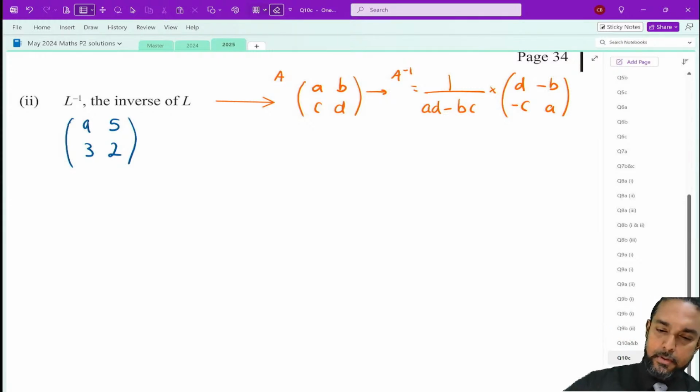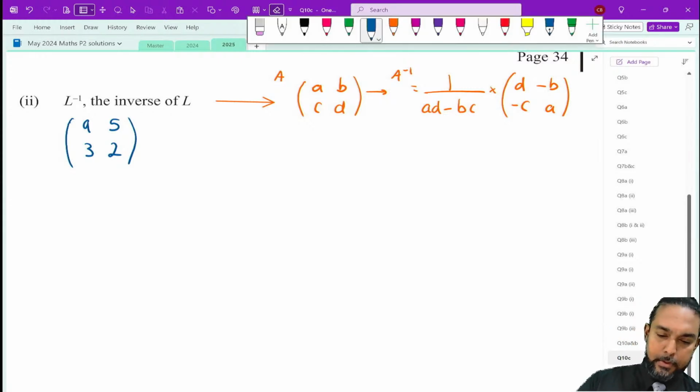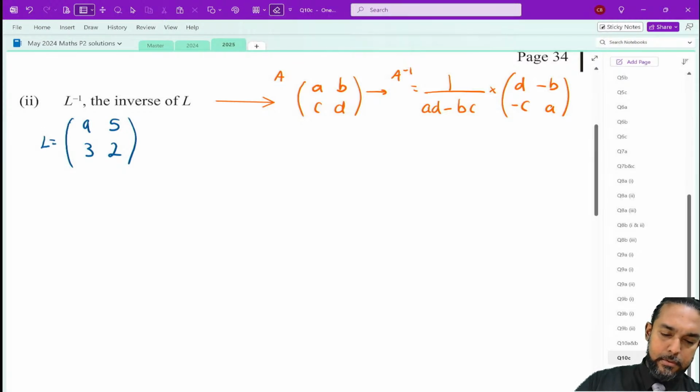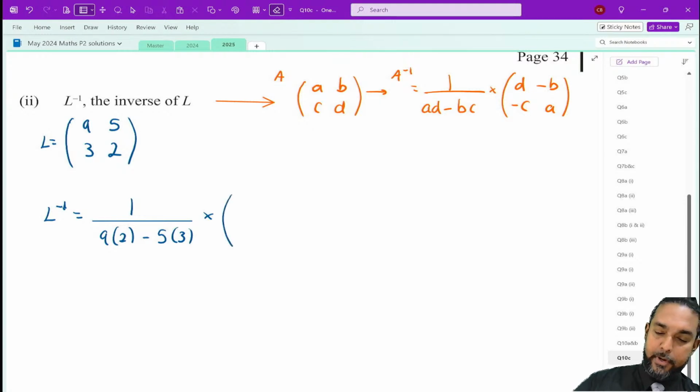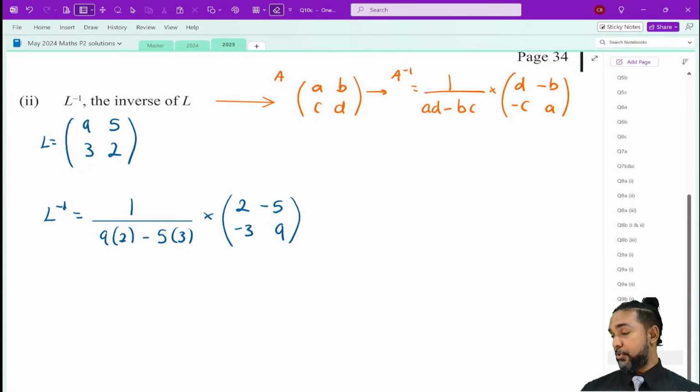All right, let's go from here. So that's L, so L inverse. We're going to put 1 over the product of 9 by 2 minus the product of 5 by 3. Then multiply by the adjoint: we swap the 2 and the 9, and the 5 and the 3 take the opposite sign. You could simply multiply each of them by minus 1.